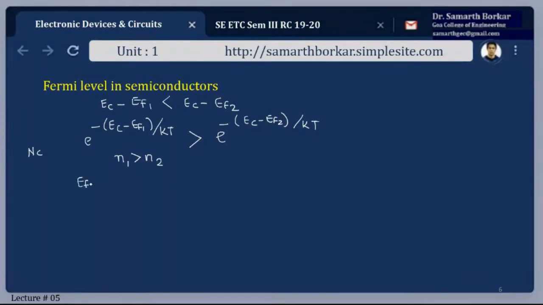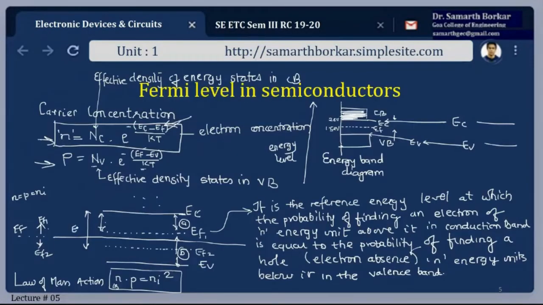EF1 minus EV is greater as compared to EF2 minus EV. Let us mark this as EF1 and EF2. Now again, understanding from the point of view of the valence band. Here EF1 to EV will be greater. We are marking this level as EF1. EF1 to EV, here is the EV, is greater as compared to EF2 minus EV. Fine.